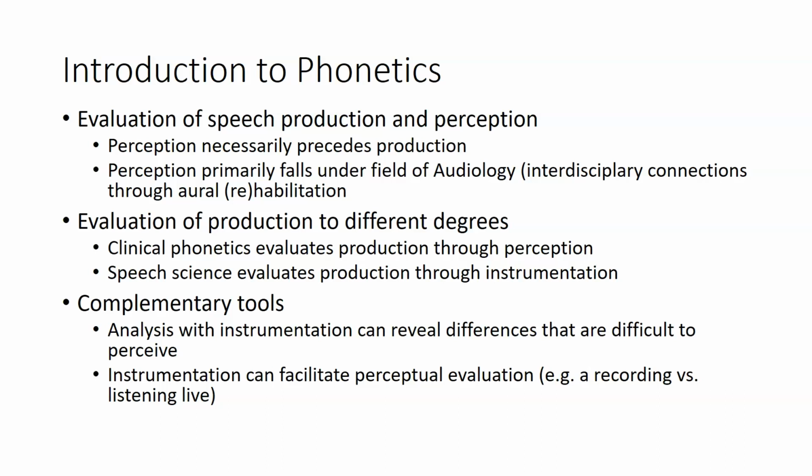The evaluation of speech production that we can do has different levels of detail. In this class, where we do clinical phonetics, we'll evaluate production through our perception of what was produced. In the speech science class, you can evaluate production using various types of measurement instrumentation, whether that's acoustic instrumentation, which is what is used most often, or articulatory instrumentation as well, though articulatory instruments have been used less so far in the field of speech-language pathology.